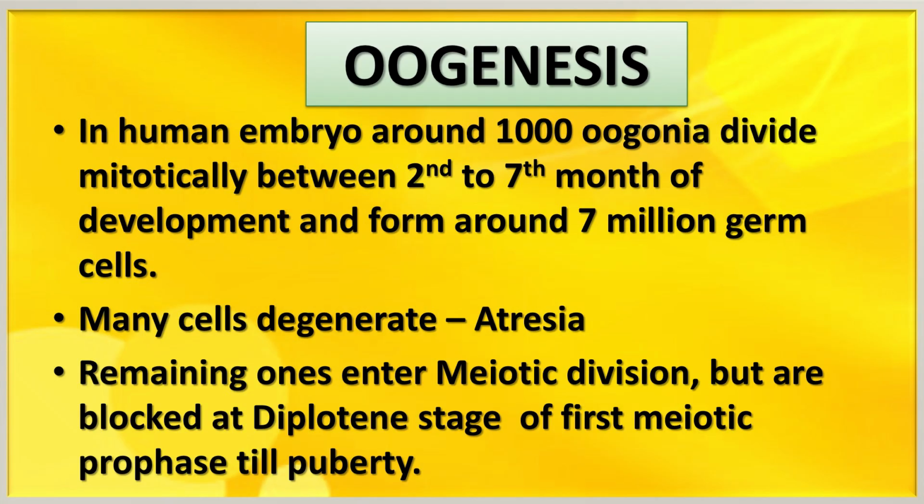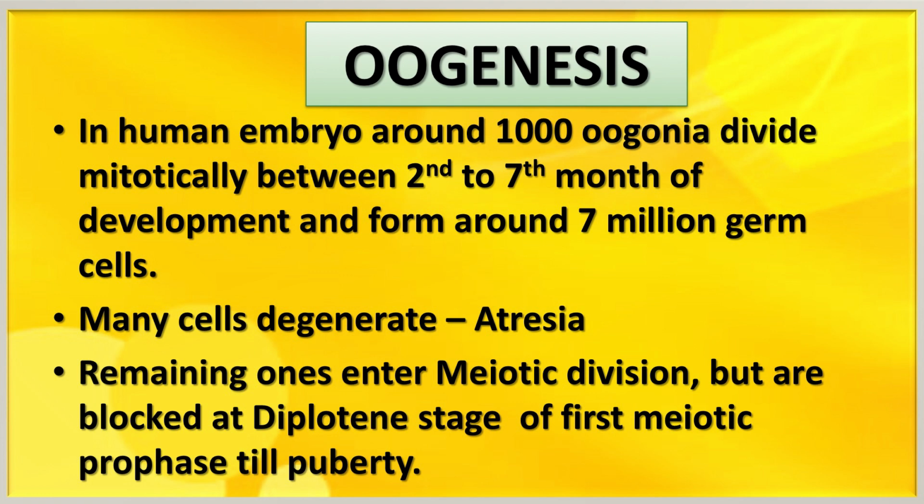mother's womb. In human embryo, around 1000 oogonia divide mitotically between the 2nd to 7th month of development in the womb, and it will form around 7 million germ cells. Can you imagine such a huge number of germ cells, that too in the prenatal condition, is already being formed.